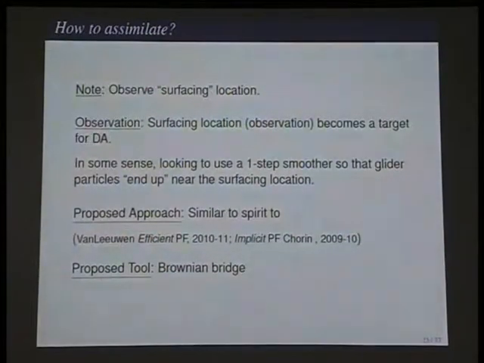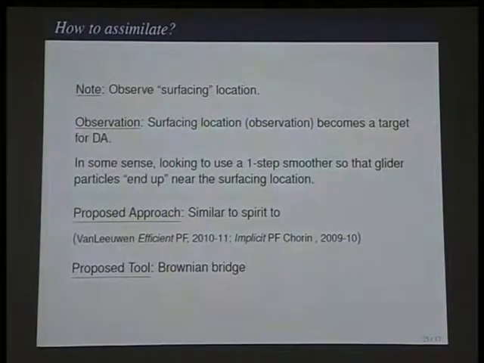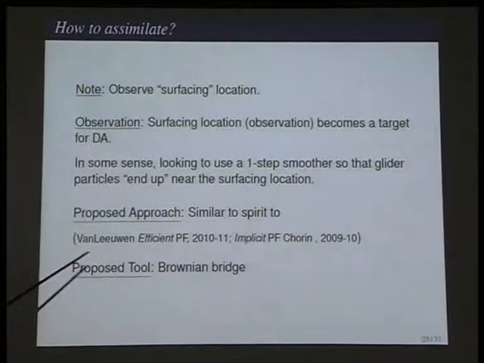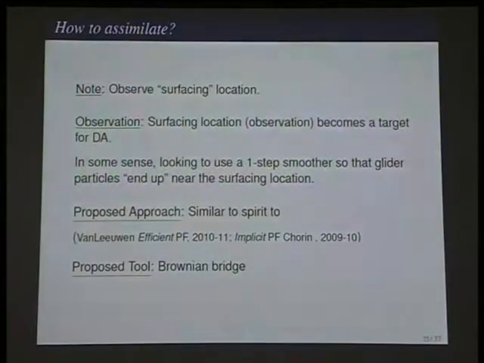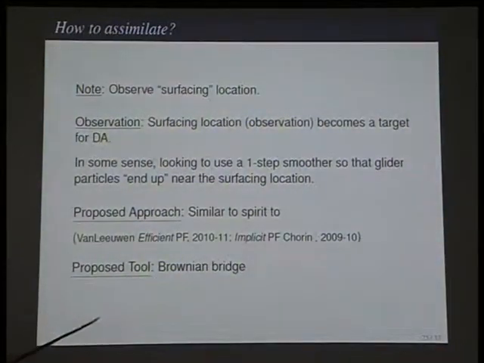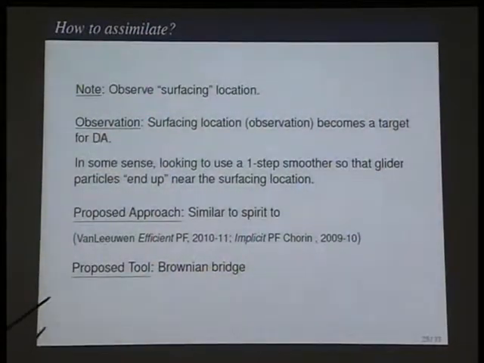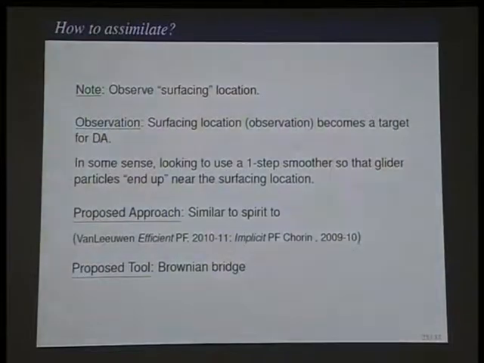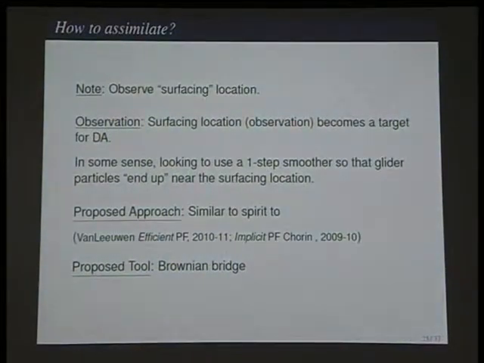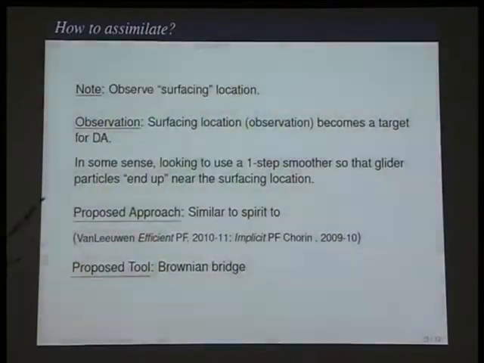And this is very similar in spirit to a couple of things recently proposed by Van Leeuwen, which he calls efficient particle filters, and by Chorn, which he calls implicit particle filters. There are two or three recent references on each of them. And the idea I'm going to talk about is to use a Brownian bridge to try to get our particles near the target.